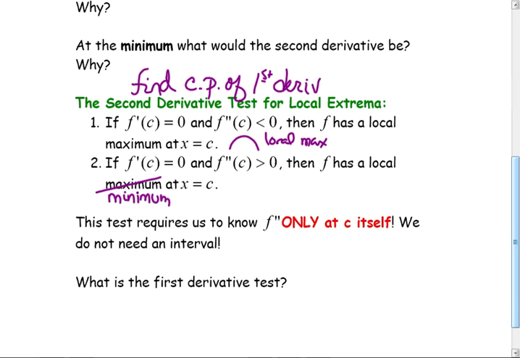Yeah, it is. It's in the middle. The test itself is. Let me show you. It's right there. Second derivative test.